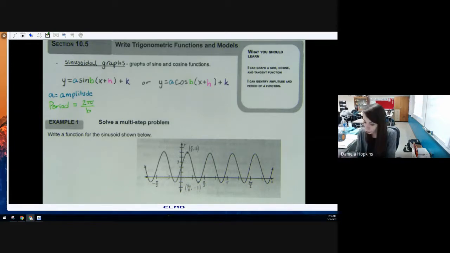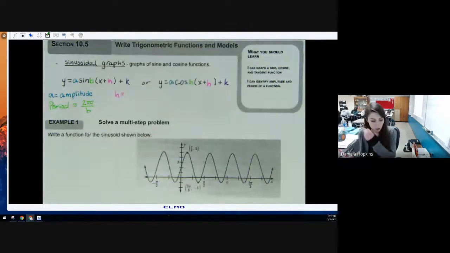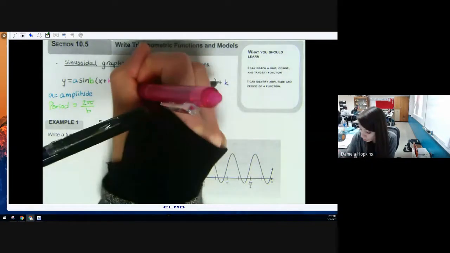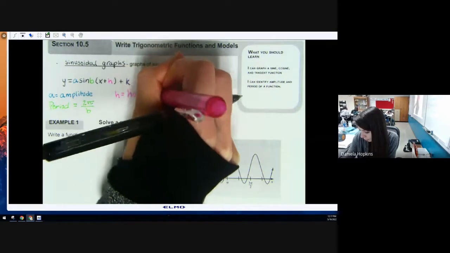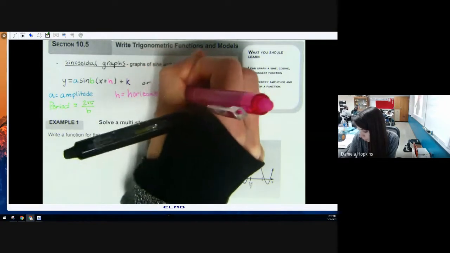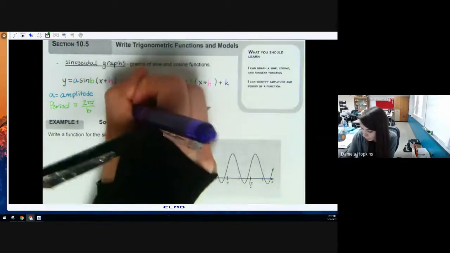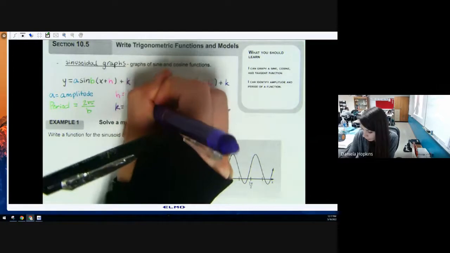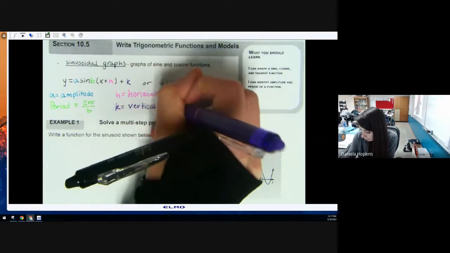What about the h? What is our h? It's our horizontal shift. And remember, it's backwards. So if it's plus a number, it's actually moving it to the left. If it's minus a number, it moves it to the right. And then how about our k? The vertical shift. And that one works as we would expect, where negative is down and positive is up.